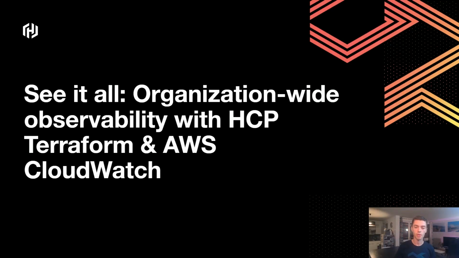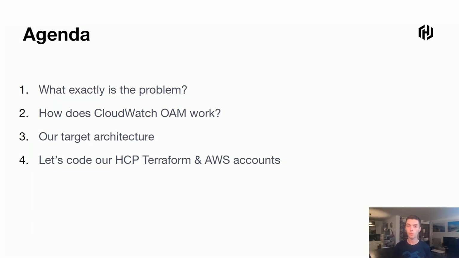This session will talk about CTIL organization-wide observability with HCP Terraform and AWS CloudWatch. We will see first what exactly the problem is and what I can do to build this solution. Just after, a quick reminder of what CloudWatch OAM is and how it works, if you don't know it. And we will talk about our target architecture, I will show you how it works, and just after I will go into the code directly and we'll see how we can implement this solution with HCP Terraform and our AWS accounts.